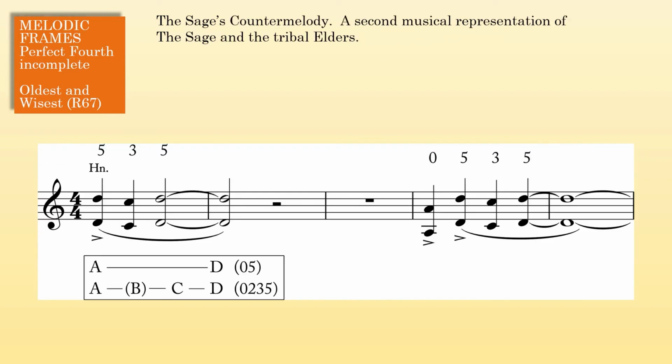A second melody associated with the sage and the tribal elders, the sage's counter melody is scored for horns and similarly fills in the melodic frame of a perfect fourth as an incomplete Dorian tetrachord.